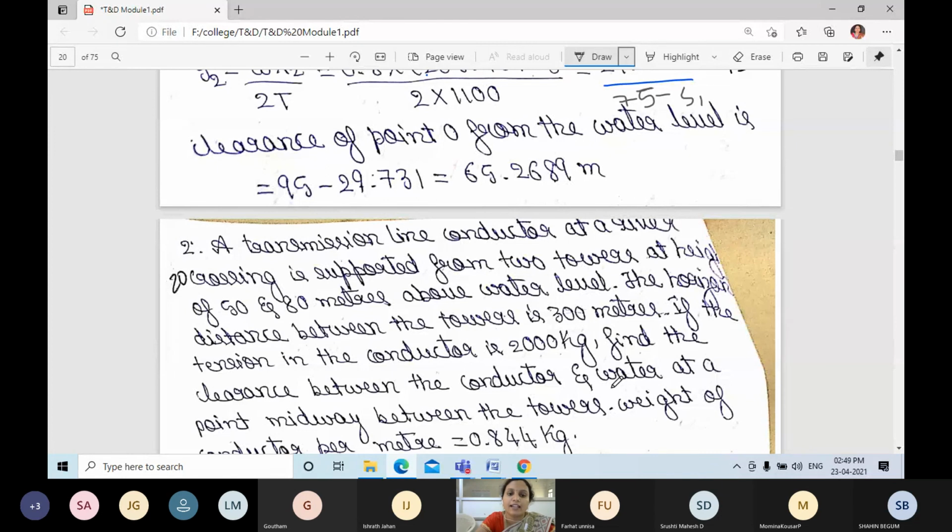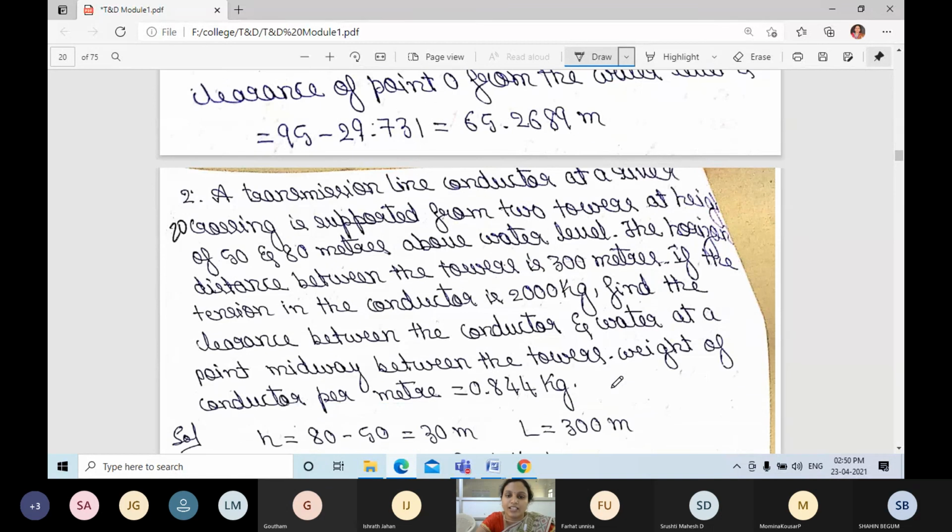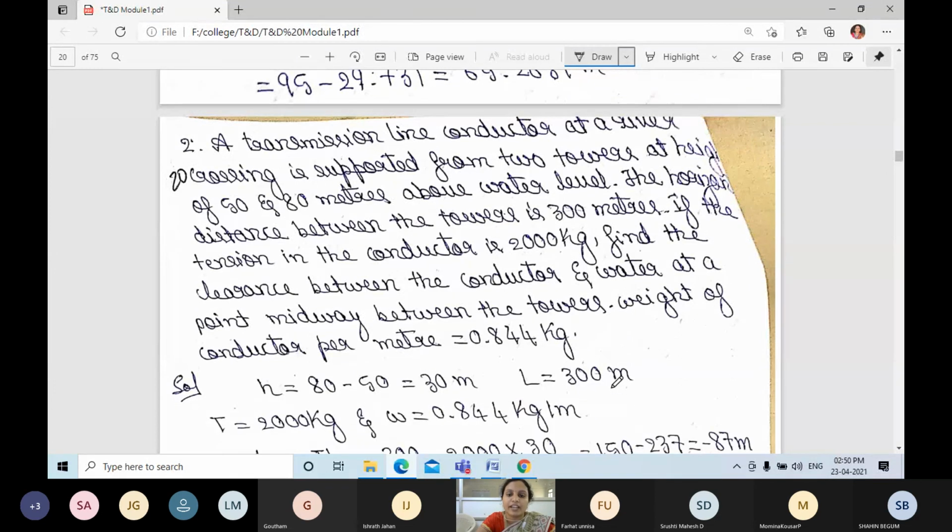Next problem: a transmission line conductor at a river crossing is supported from two towers at heights of 50 and 80 meters above water level. The horizontal distance between the towers is 300 meters. If the tension in the conductor is 2000 kg, find the clearance between the conductor and water at a point midway between the towers. Weight of the conductor per meter is equal to 0.844 kg. They have given the heights of supports A and B, the L value, that is 300, and the T value 2000 kg.